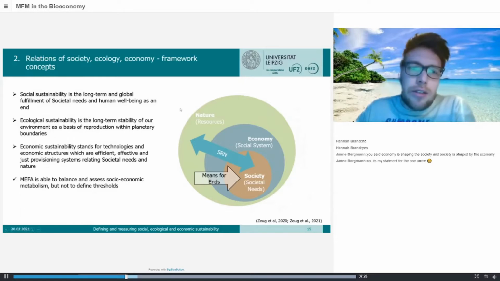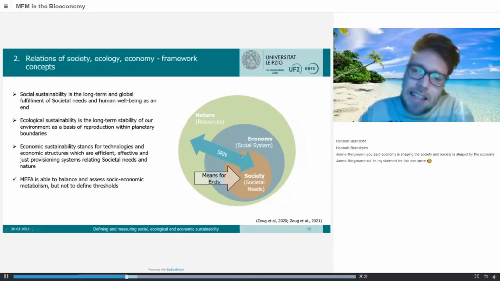So we would say, and this is just to propose a definition here, social sustainability is the long-term and global fulfillment of societal needs and human well-being as an end. And that's why it's at the center, and it's at the end of our means-ends arrow. Ecological sustainability is the long-term stability of our environment as a basis of reproduction within planetary boundaries.